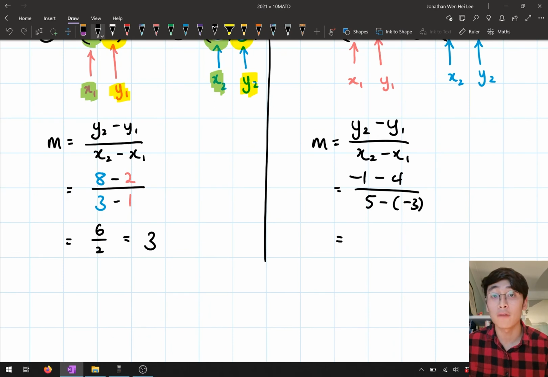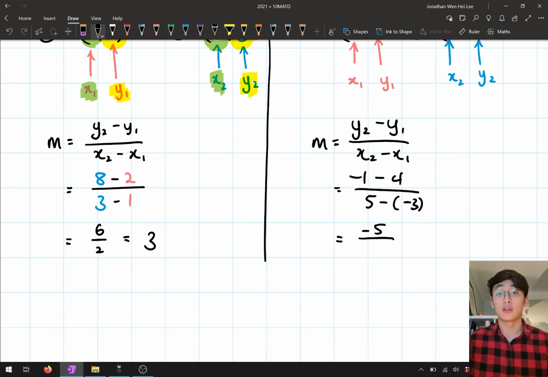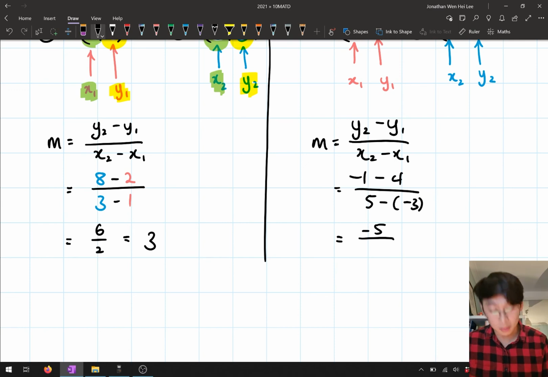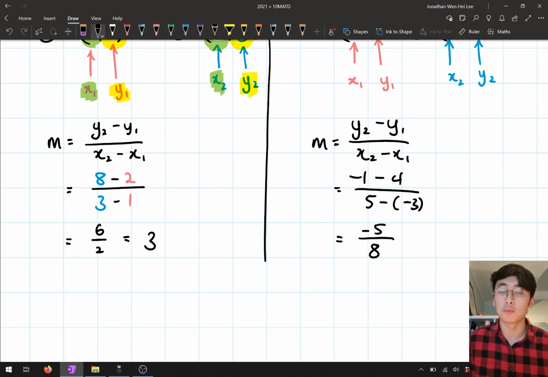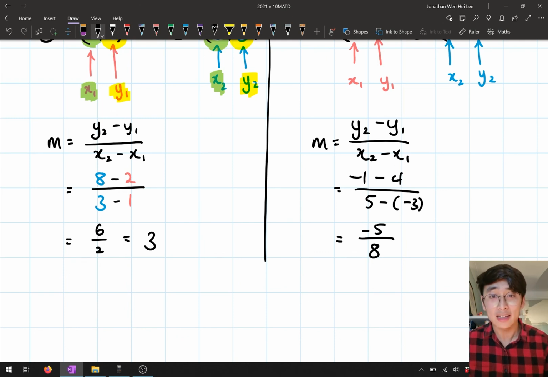So here in the top, I've got -1 minus 4. -1 minus 4 will give me -5, over. At the bottom, I've got 5 minus -3. So that minus and minus makes a plus. So this becomes 5 plus 3, which is 8. And here, now that I've got -5 over 8, I'm trying to see if I can simplify it. I can't. And so my final answer is just -5 over 8. And so that's how we can calculate the gradient if we get given two coordinates.